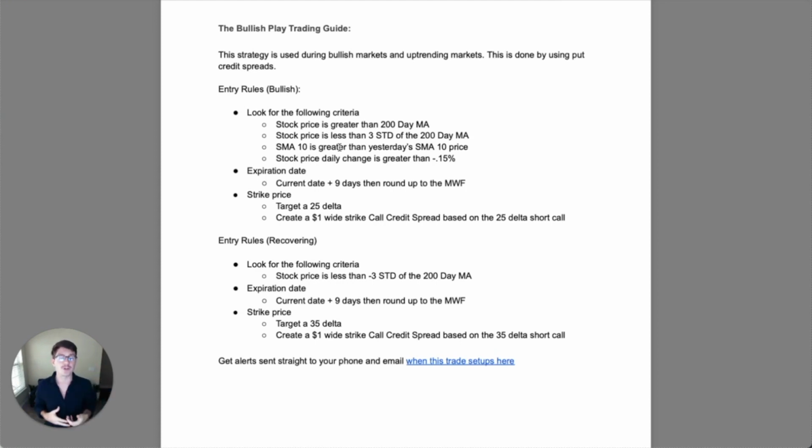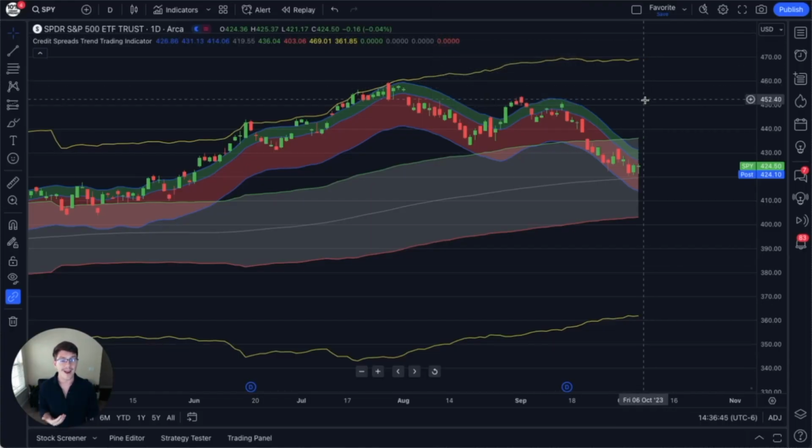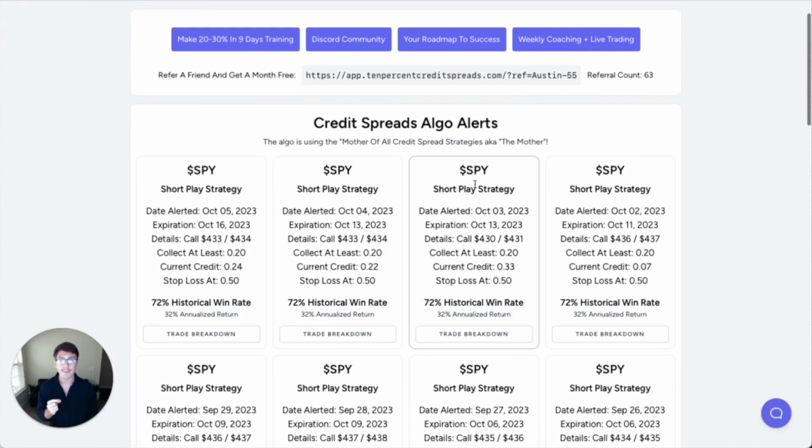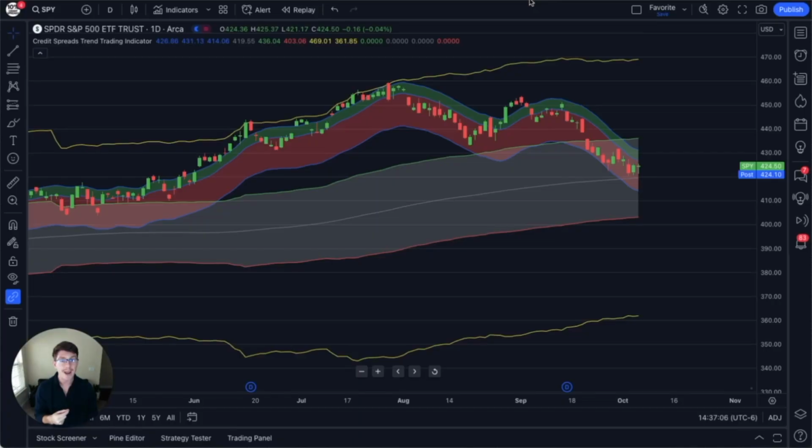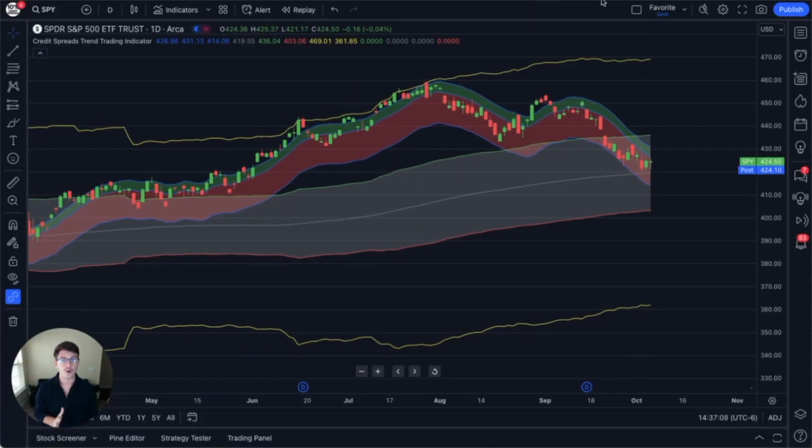Because if we have a major down move, that's kind of signaling maybe a crash or furthering a crash. So again, if we have more than a minus 0.15% change on the day, then that trade is good. Once all those are met, that is the bullish trading criteria. Now again, all those are automatically shown on the credit spreads algo when it matches the setups and criteria for you. It will display it here with everything you need to know about how to enter the trade. But again, that is how you look for it yourself.